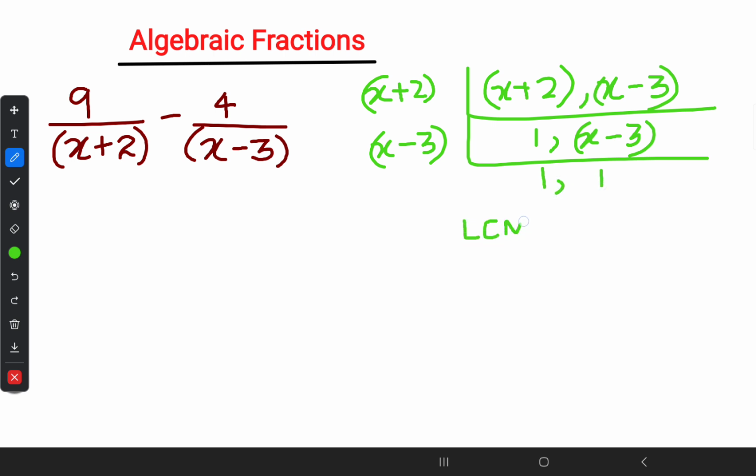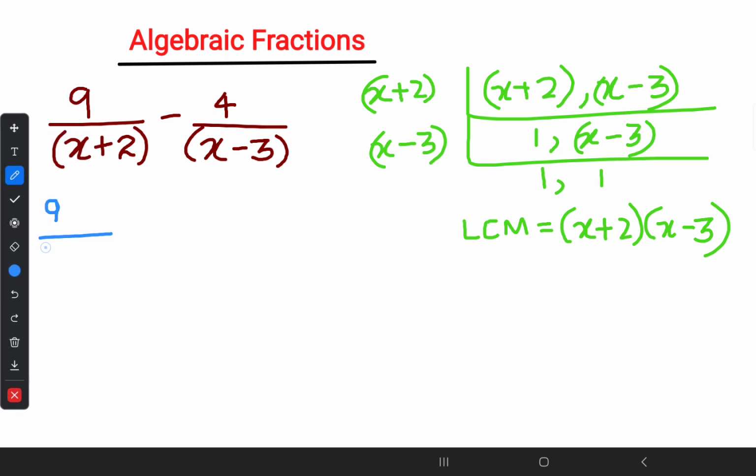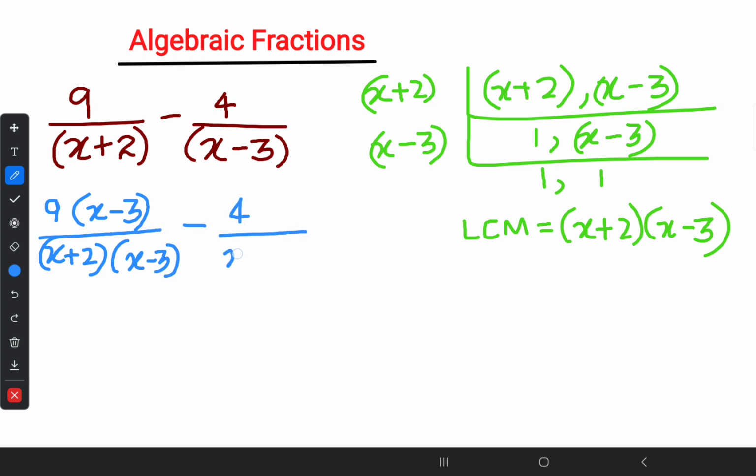So the LCM for the denominators would be x plus 2 times the multiplication of the dividends: x plus 2 times x minus 3. Look at the first fraction. This is already having x plus 2, so we need an additional x minus 3. Sorry, the x minus 3 expression should be multiplied with the first fraction. Similarly, the second fraction is already having x minus 3, so it should be multiplied with the x plus 2 expression.